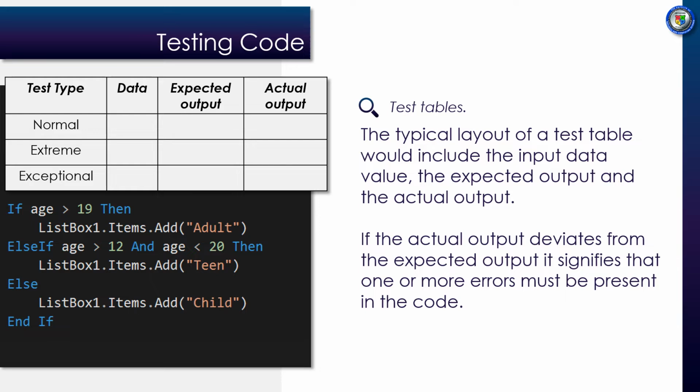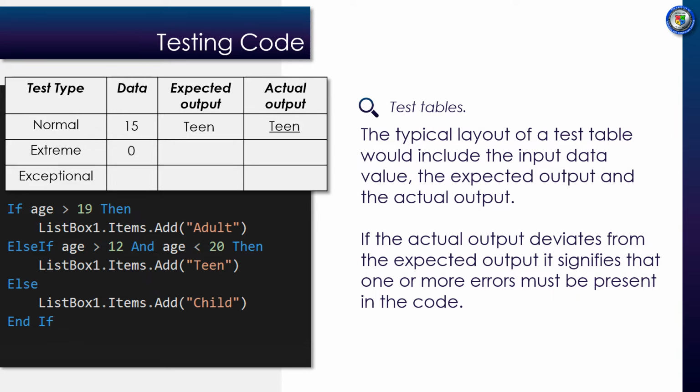We can see the structure of a test table. We have 4 different fields: test type, data, expected output, and actual output. For a normal test type, the data would be something like 15, which should be accepted. Our expected output from that would be teen. We put that data into our program and we get out teen. We see that our expected and actual output match. This shows that there isn't any problem here.